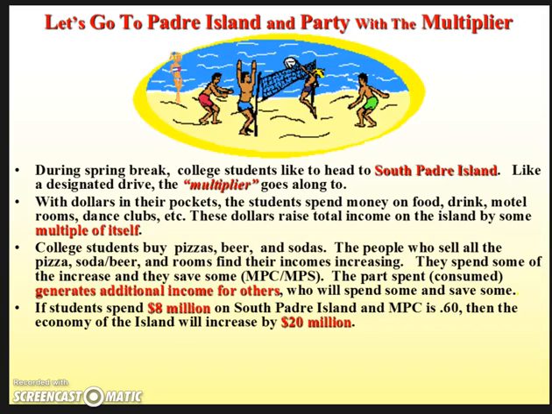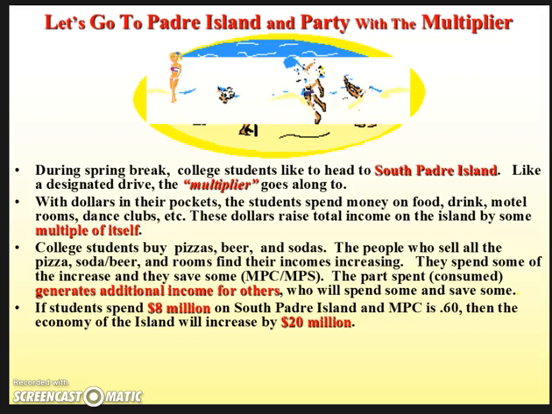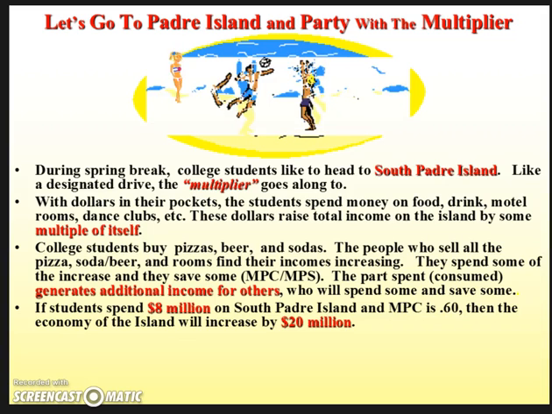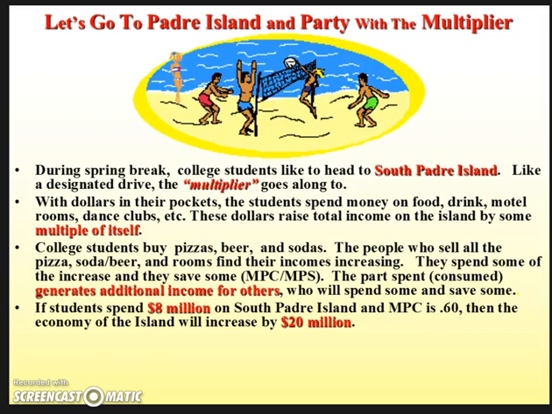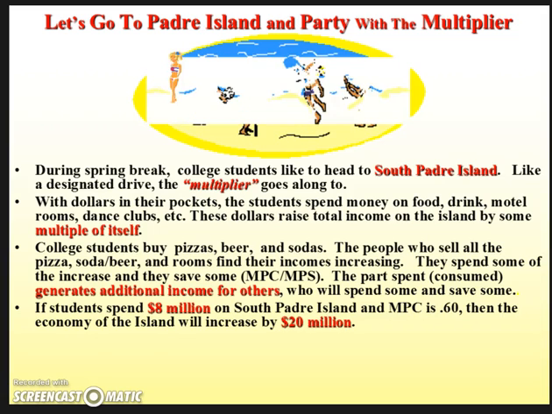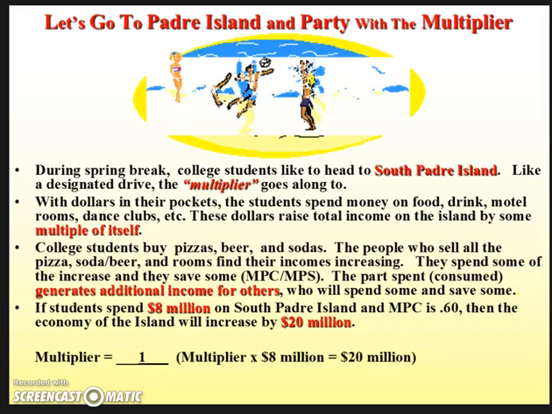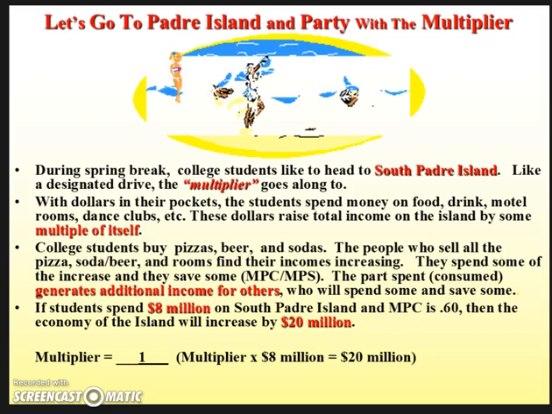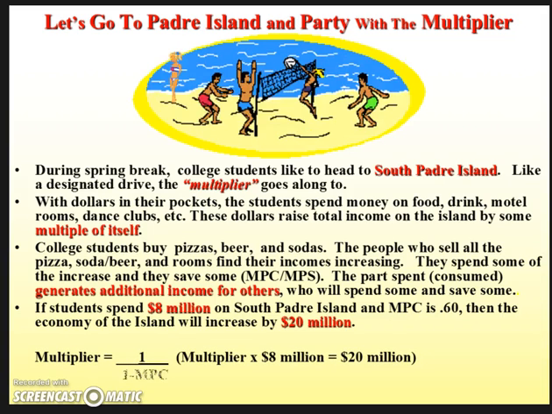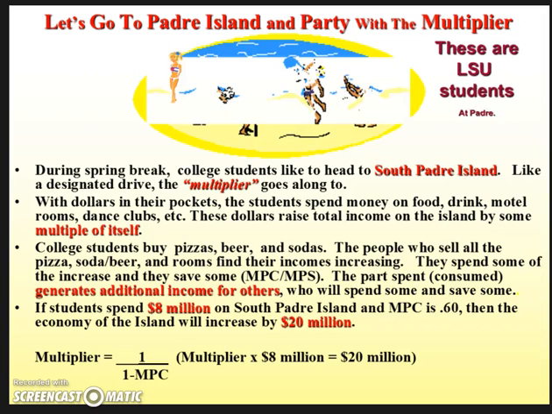If students spend $8 million on South Padre Island and the MPC is 0.6, then the economy of the island will increase by 20 million. Let's figure that out. Multiplier is 1 over 1 minus MPC.